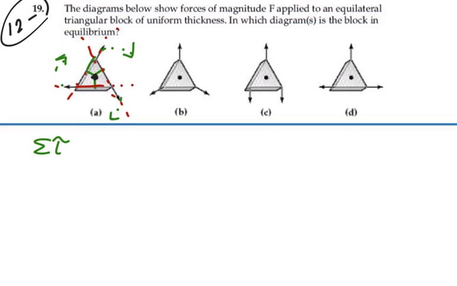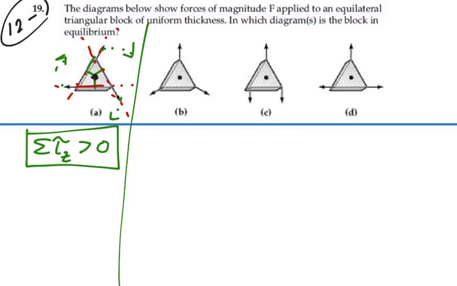So the summation of the torques about the z direction is going to be greater than 0. There's going to be a net torque on this block. So it's not in equilibrium, does not apply, because there will be a net torque. Alright, let's look at B.